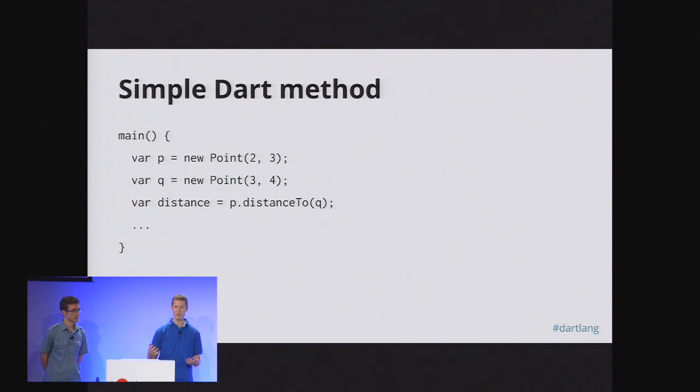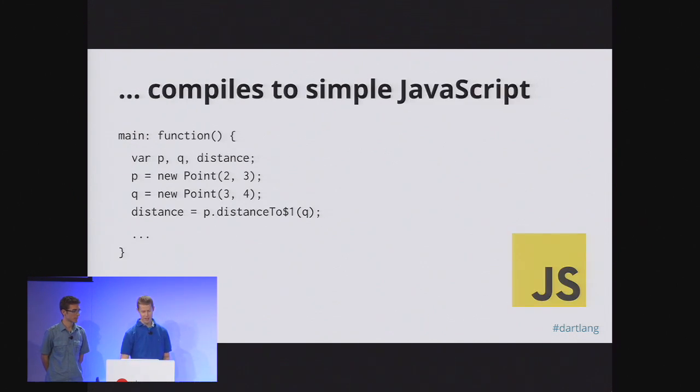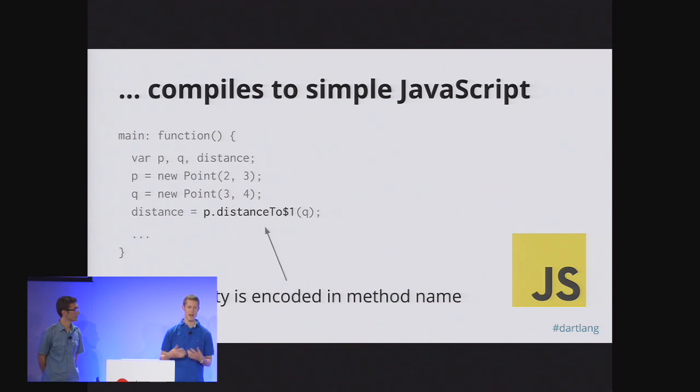So let's take a look at a very simple Dart method just to give you an impression of what we actually translate the code to. Here's a main method that allocates a few points, and then we compute the distance between these points. Very simple code. Luckily, a simple Dart method actually compiles to relatively simple JavaScript too. So you will allocate points the same way as you would expect it to. The only real difference here is that when you call the distance to method, we actually encode the arity, the number of parameters passed, in the method name.